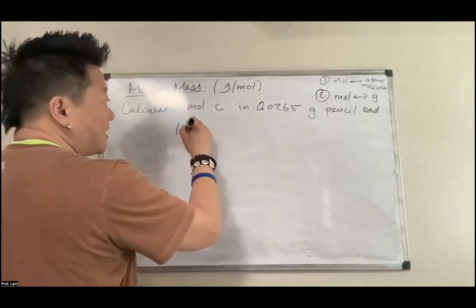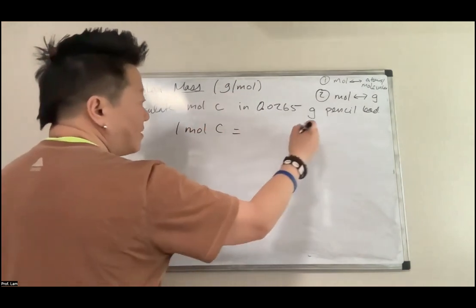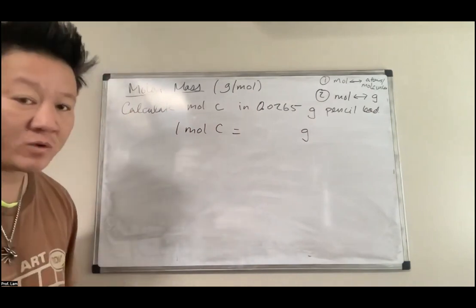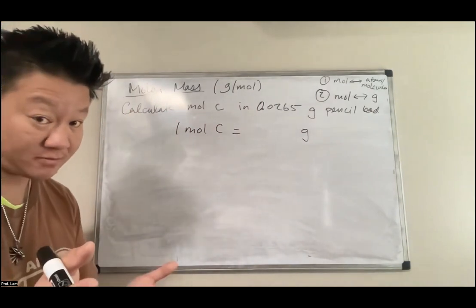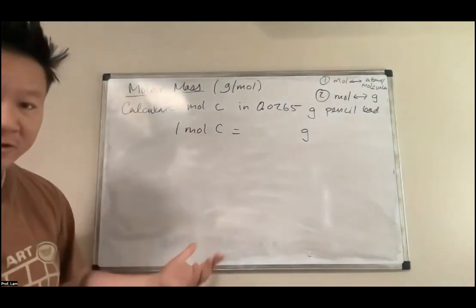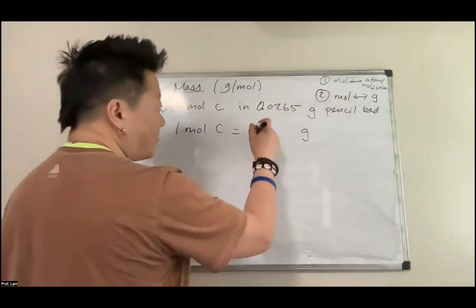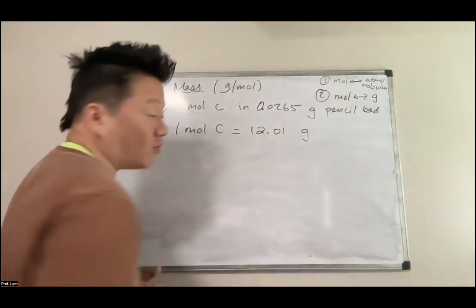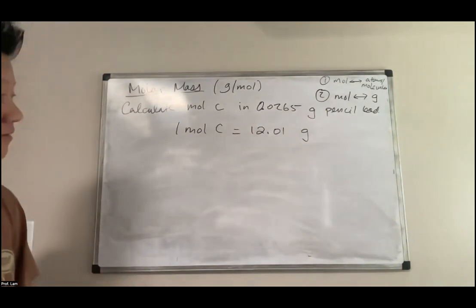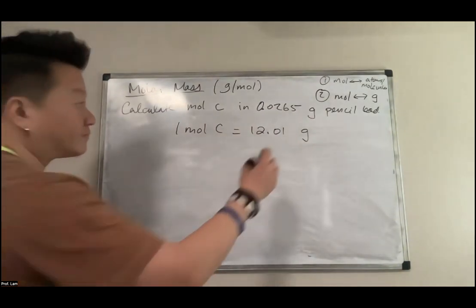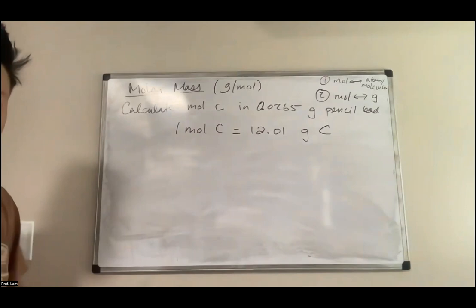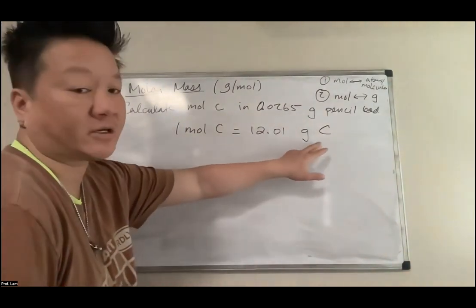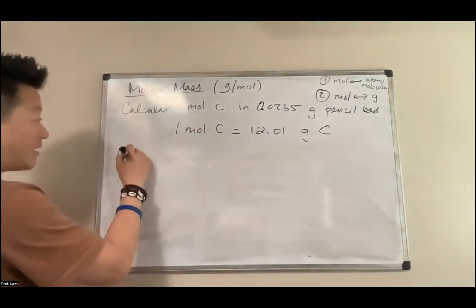So you can say, in 1 mole of carbon is how many grams of carbon? Well, where do you find that? The periodic table. All molar masses are on the periodic table. So 1 mole of carbon is 12.01 grams of carbon. Be specific: 1 mole of carbon is 12.01 grams of carbon. Now you're ready to calculate.